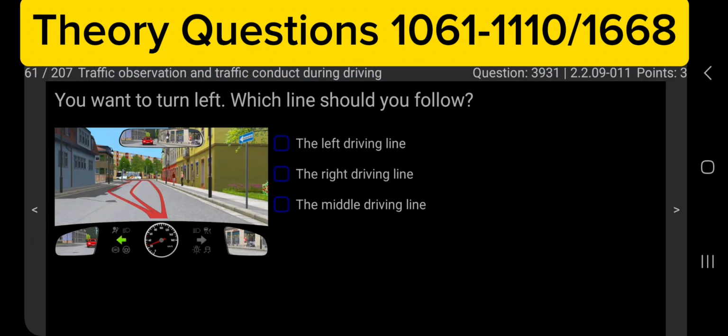Motorbike. You want to turn left. Which line should you follow? The left driving line. The right driving line. The middle driving line.